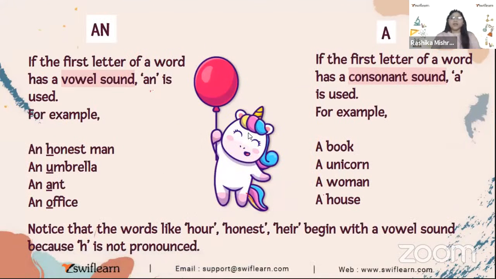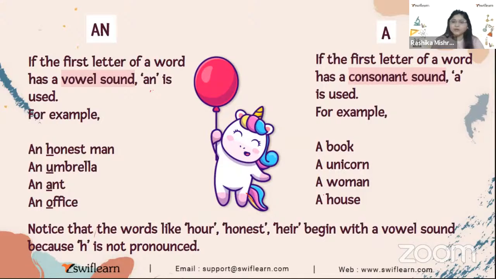Now, an and a, what is the difference between these? If the first letter of a word has a vowel sound, an is used. When the first letter of a word has a vowel sound, an is always used in such a case. For example, an honest man. Why? Because when we pronounce honest, it sounds like it starts with O, right?